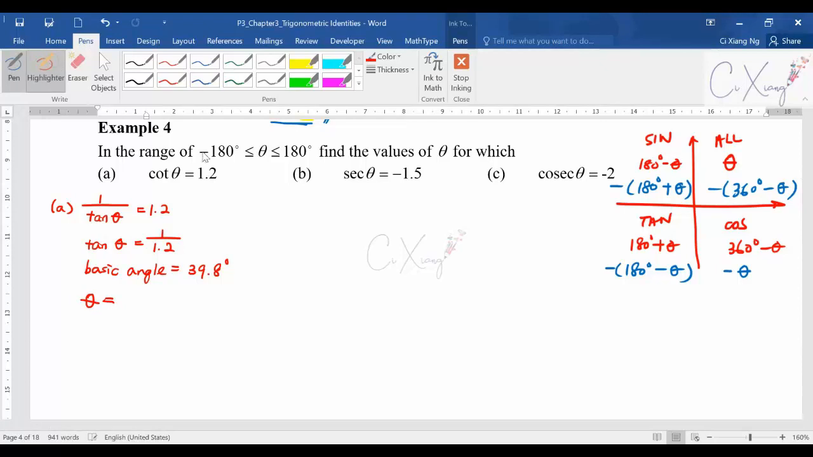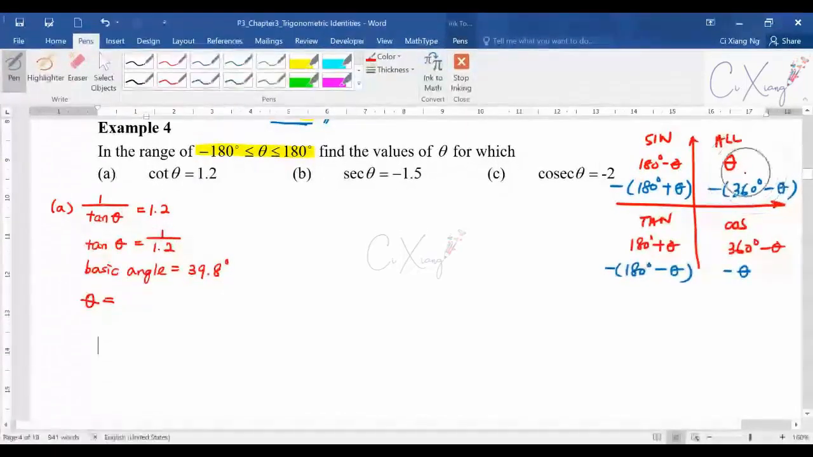And then now you start to find the angle that you want. In this question, they are asking for negative 180 to 180. So maybe I go through the first two quadrants first, which means 0 until 180. They want tangent positive. Tangent is positive only in the first quadrant. Therefore, the answer that you get is the basic angle itself, so 39.8 is the answer that you want.